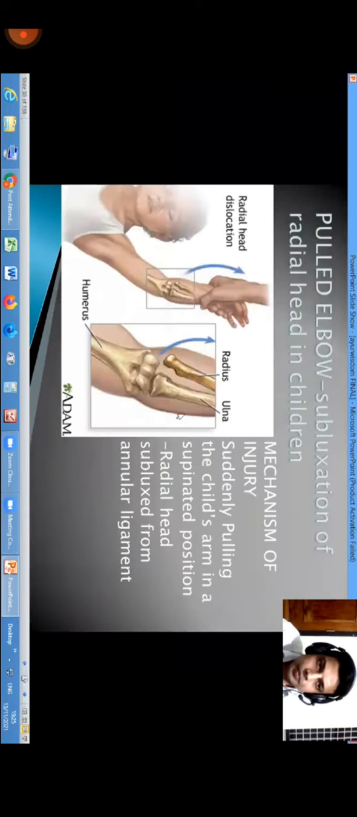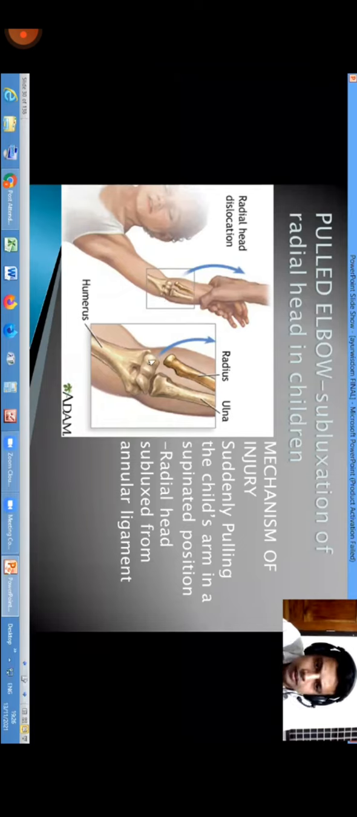And then coming to pulled elbow. Pulled elbow is otherwise subluxation of the radial head in children. The mechanism is clear here. Suddenly pulling the child's arm in a supinated position. The mechanism is clear in this picture. Pulling the arm in a supinated position, then the radial head is subluxed from the annular ligament.